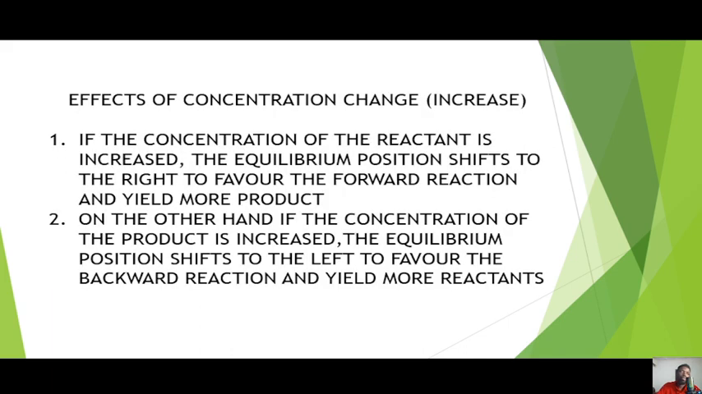Let's move ahead. Let's consider how change in concentration would affect the equilibrium of a system. If the concentration of a reactant is increased, the equilibrium position shifts to the right to favor the forward reaction and yield more product. For us to be able to understand this and not just cram this, I would illustrate using what I call my Godson's Jamb theory. It's not an existing theory, it's just a concept I used to explain this.